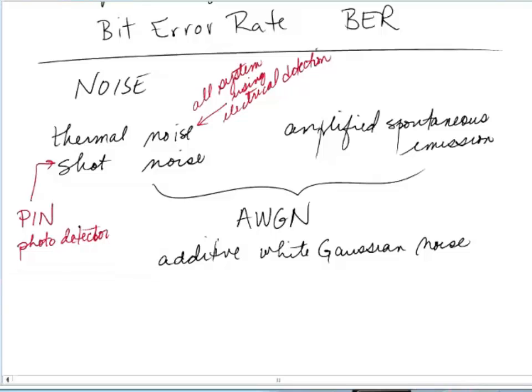Amplified spontaneous emission is created when using optical amplifiers. Almost all systems involve some form of optical amplification, whether it's by using an EDFA, an erbium doped fiber amplifier, or using an SOA, a semiconductor optical amplifier. Both of these devices will be introducing a form of noise which is very wideband. It's called ASE noise, or amplified spontaneous emission. So that will be the focus of today's lecture.